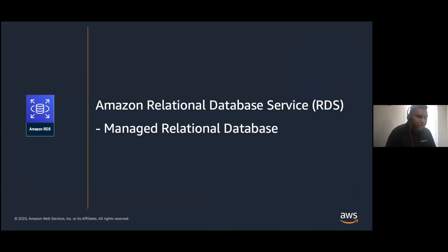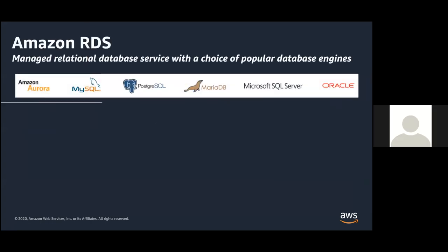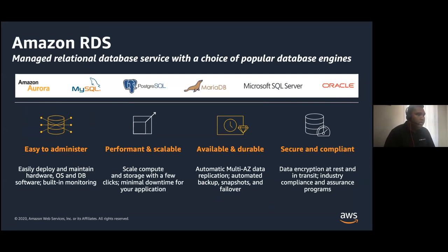If you don't know what a managed relational database is, we'll talk about it in the subsequent slides as well. But before we go there, let's talk about the choices of database engines that you get with Amazon RDS. As I mentioned, you have Amazon Aurora. You also have MySQL, PostgreSQL, MariaDB, Microsoft SQL Server, and Oracle. Customers that are running commercial databases such as Oracle or MS SQL Server on premises often first choose Amazon RDS when they're migrating their databases.